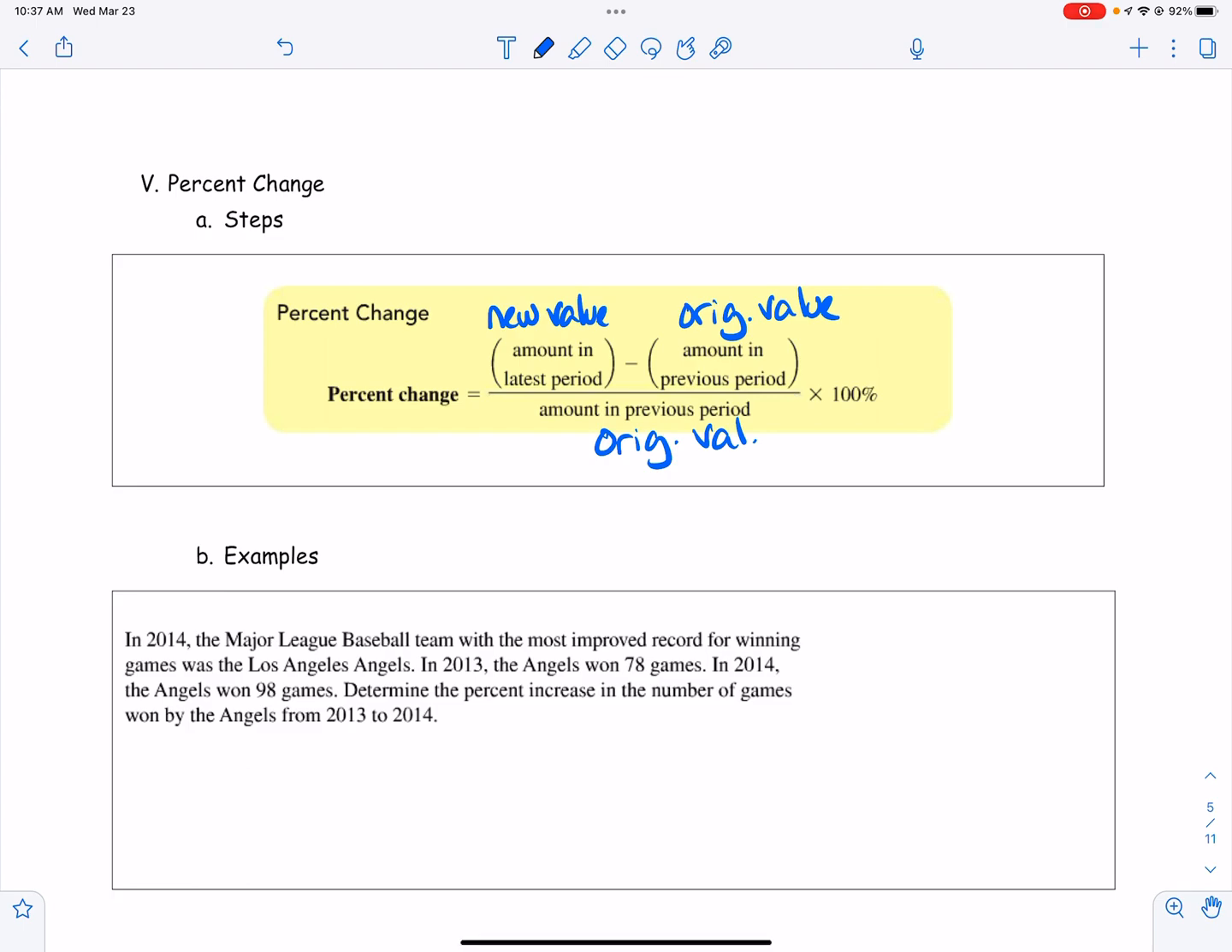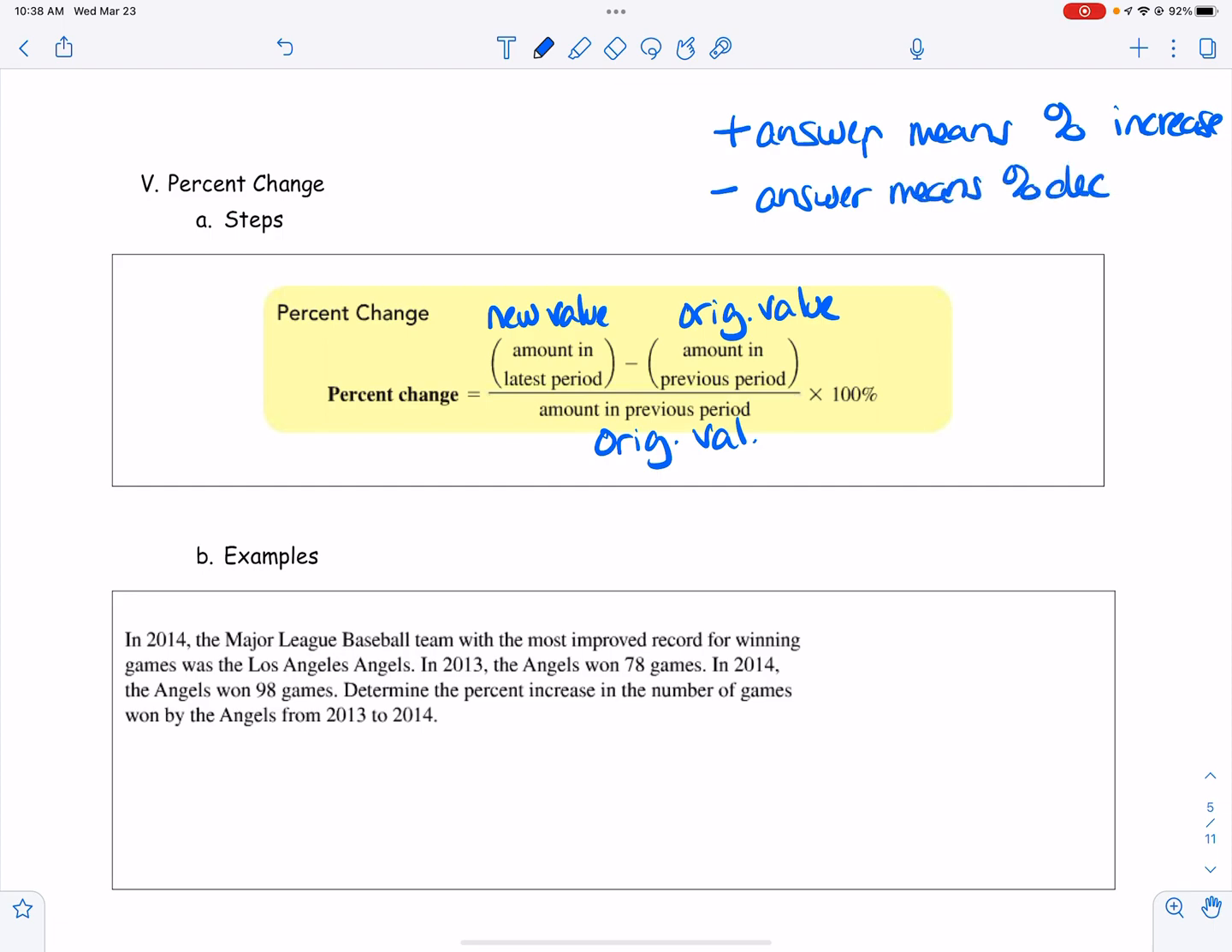So I will always divide by the original answer. Now you will either get a positive answer, which means it is a percent increase, or a negative answer, which means it is a percent decrease. Now the trick is here, we don't actually put the negative with our answer. The word decrease, this word right here, takes care of the negative sign. And I'll show you what I mean in just a second.